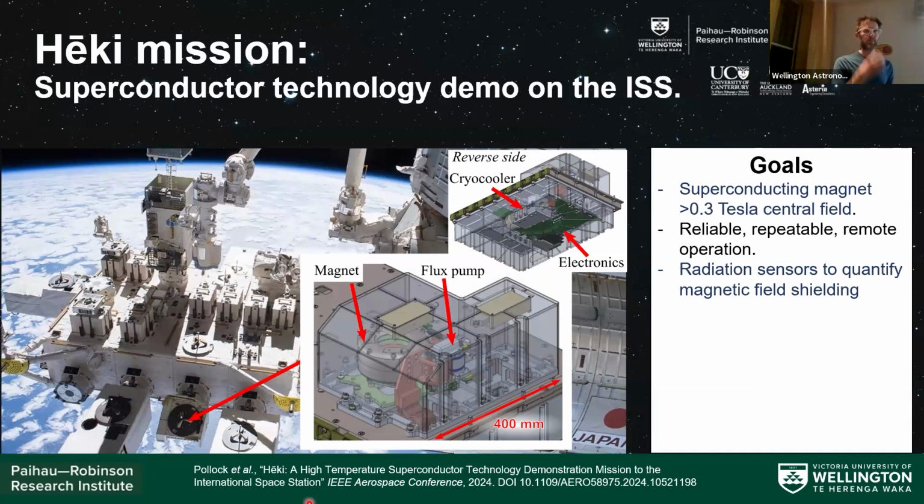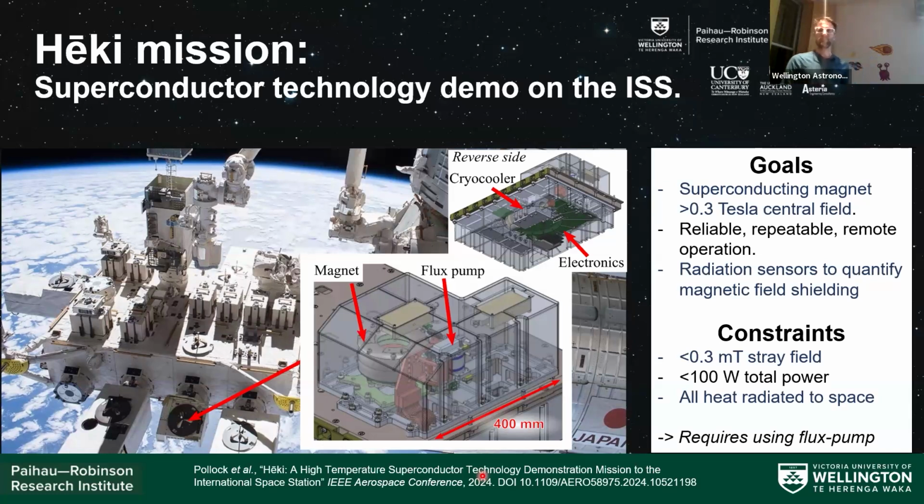And thus was born the HECI mission. So this is our technology demonstration to the International Space Station. We've got a couple of goals with this mission: to operate a superconducting magnet, with the central field at least 0.3 Tesla. It's got to work on the station. And we're also hosting some radiation sensors so that we can quantify the effect of the field to shield radiation.